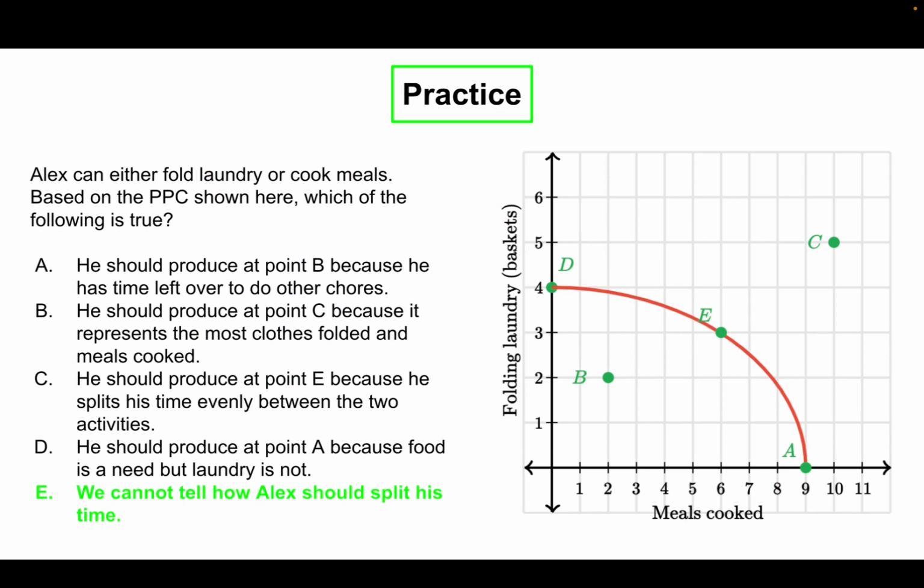It may be tempting to go with the E because it's somewhere in the middle, but that doesn't necessarily mean that it's the optimal combination for Alex. We would need more information here to make that determination.